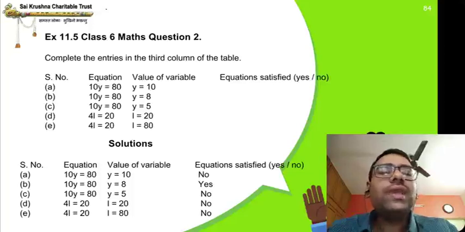Okay. So left hand side, what is the value? 50. Right hand side, what is the value? 80. Is 50 equal to 80? No. Therefore, it is not satisfied. No, you have to write.